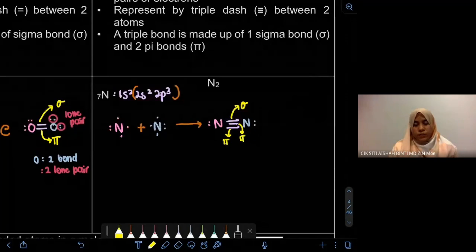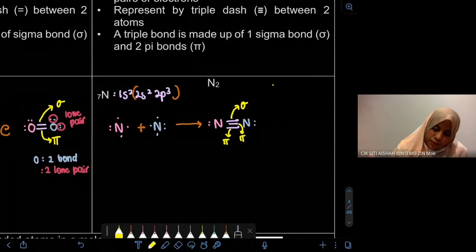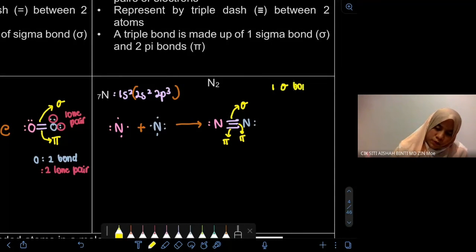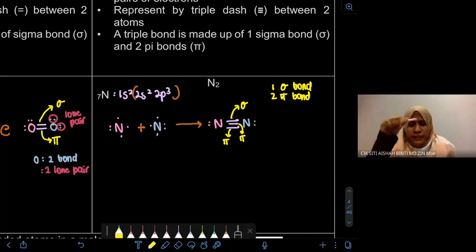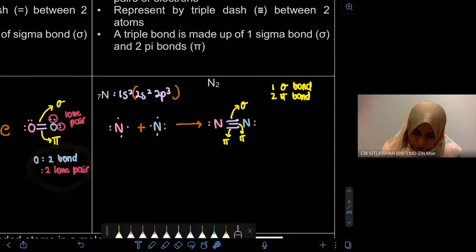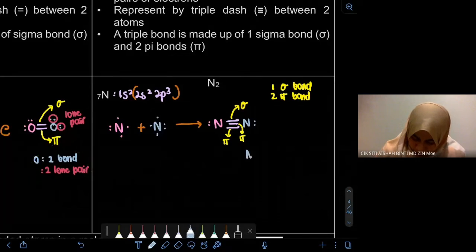So maknanya nitrogen ni ada 1 sigma bond, 2 pi bond, for any triple bond macam ni lah. Okay. Tapi nanti kita akan tengok lagi juga example lain. Okay, so yang ini tadi Miss ada bagi tahu yang berapa bond, berapa lone pair kan. Okay, so for the case of nitrogen ni, kita tengok dia ada berapa bond?